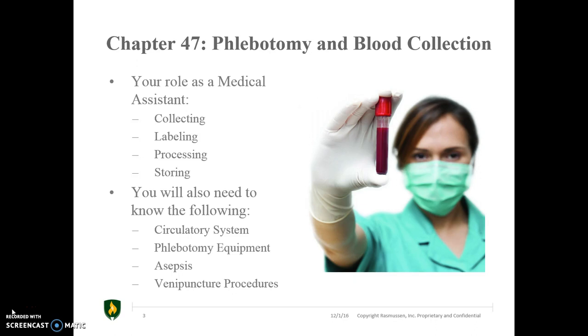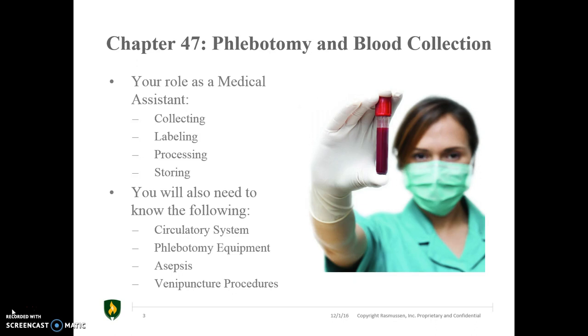hollow needle. So let's start off by discussing what your role is as a medical assistant during this procedure. During phlebotomy, you will be properly collecting, labeling, and possibly either processing or storing a specimen for processing. Now, in order to do this, you need to have some basic understanding of the circulatory system, the equipment that we use during phlebotomy, the topic of asepsis, and the venipuncture procedure.